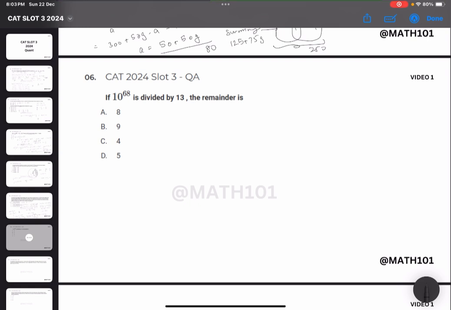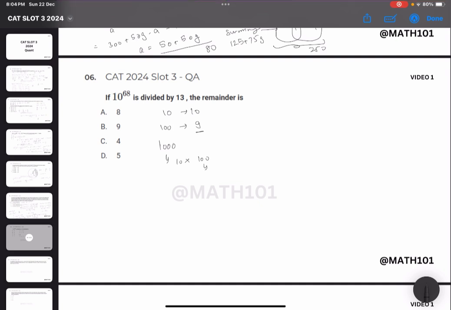So let's see what the sum of the lower powers of 10 leaves as remainder when divided by 13. So 10 obviously leaves the remainder 10, 100 leaves the remainder 9. To find the remainder of 1000, we'll write 1000 as 10 multiplied by 100. We know 100 leaves a remainder of 9.